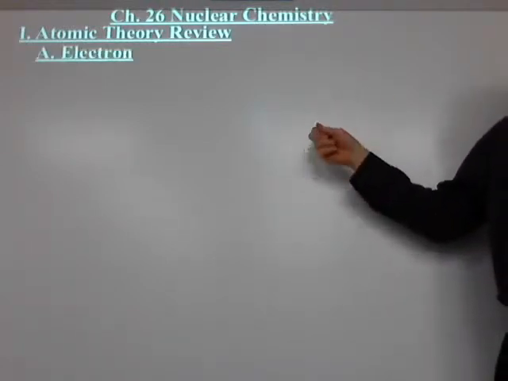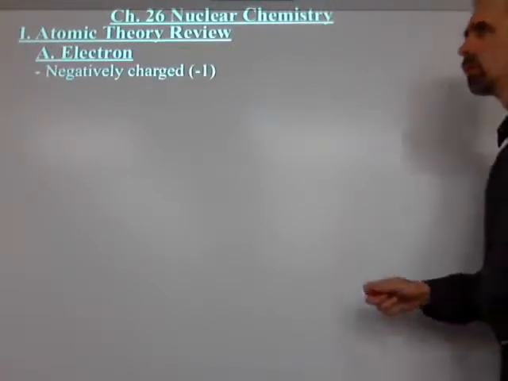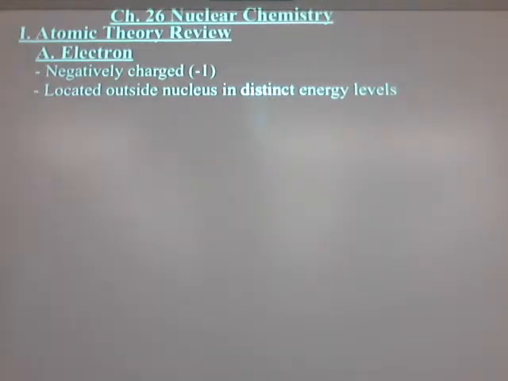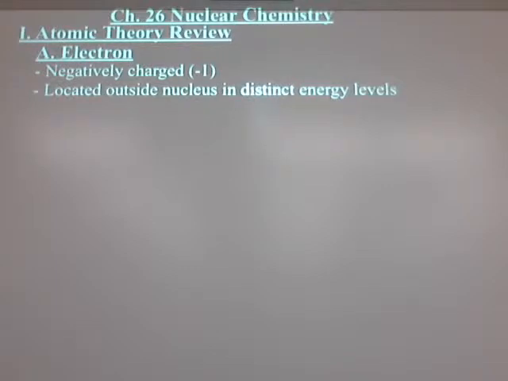Let me just very quickly go through the particles. The electron, you should remember, has negative charge, and it's located outside the nucleus. We're not going to be dealing with electrons, at least not ones outside the nucleus, a whole lot in this chapter, because this chapter is all about the nucleus, hence the term nuclear chemistry. Electrons aren't in the nucleus. What are we going to be talking about? Stuff that we didn't talk a whole lot about throughout the rest of the year.